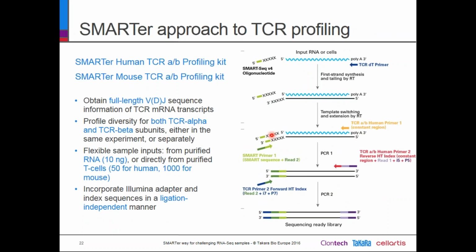As you can see here, you can recognize the general SMARTer protocol. And we have designed specific primers against the TCR alpha and beta sequences, and this allows us to get the full TCR alpha and beta sequences for human and mouse. These are two different kits because the sequences are very specific. Both kits are able to work from either purified RNA or also from purified T cells.